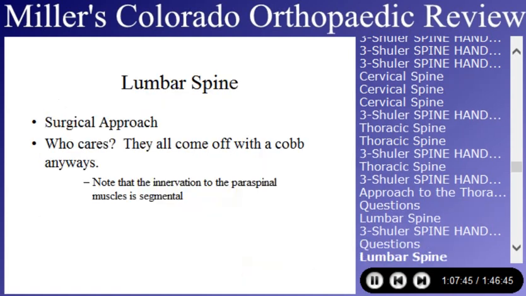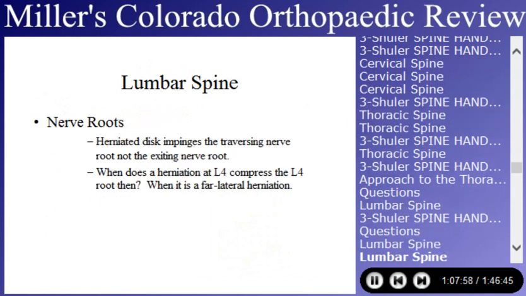Surgical approach to the lumbar spine, I don't really care if they come off with a Cobb, I don't really need to know them. But why can we get away with doing this? It's because it's segmental innervation. That's the reason why we can get away with this. Nerve roots. Herniated disc impinges on the traversing nerve root, not the exiting one, unless it's a far lateral disc herniation. When does a herniation at L4 compress the nerve root then? Far lateral.